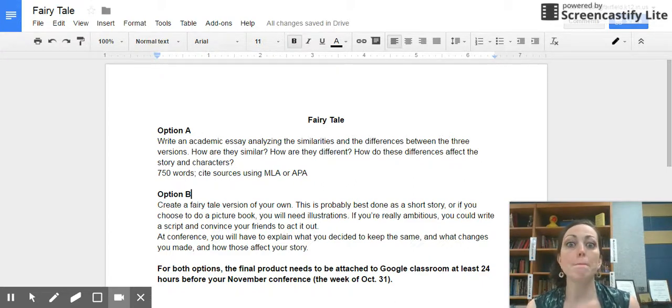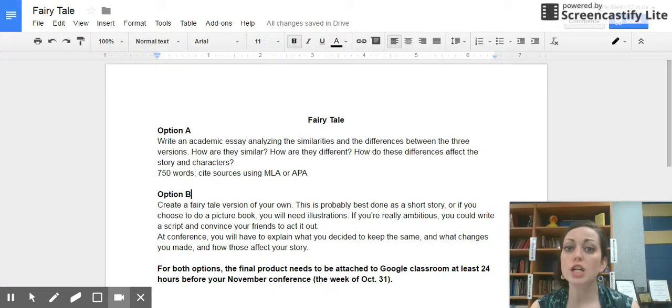Also, for option B, you can choose to create a fairy tale version of your own. This is probably best done as either a short story, or you could choose to do a picture book, but then I would expect full color illustrations. If you're really ambitious, you might write a script and then have some friends of yours act it out. It kind of depends on where your strengths lie and your interests.